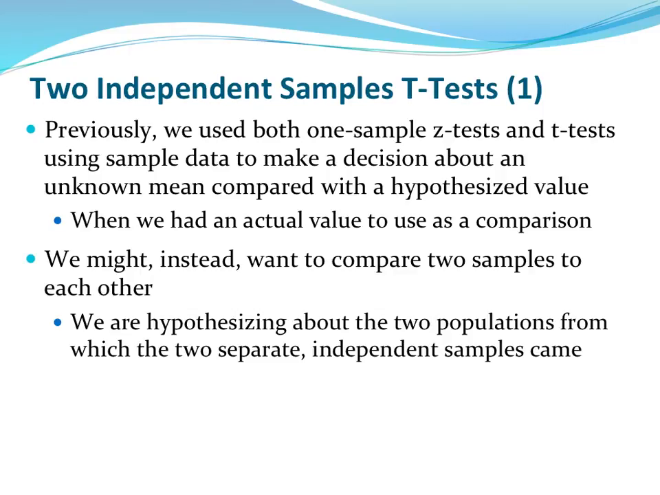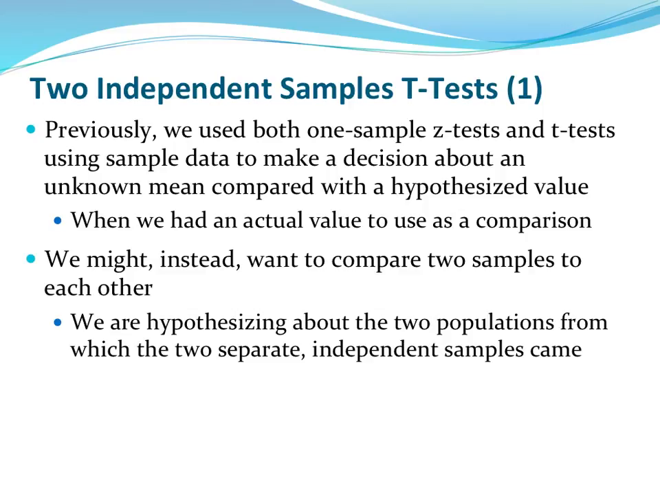In this case, we are hypothesizing about the two populations from which the two separate independent samples came. When we say independent, we have no reason to suspect the samples or underlying populations have any impact on each other. For example, if we took a sample of men and a sample of women and wanted to compare them, unless we had done something special to match men and women, we would have no reason to think that values in one group depend on the other. We'll talk about another type of hypothesis test to use when we are working with related samples shortly.